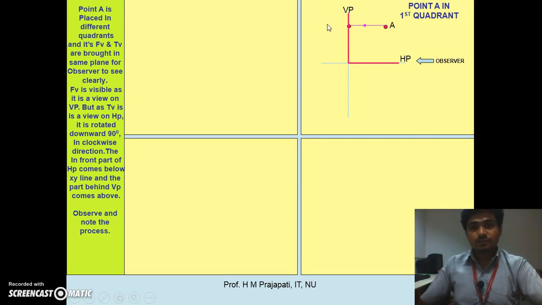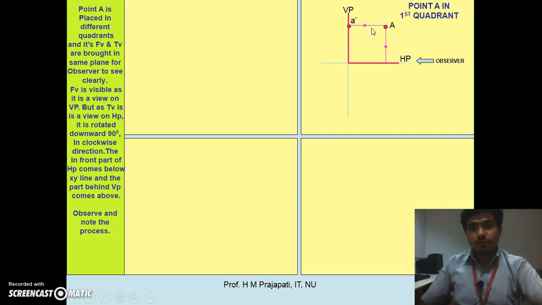Okay, now let's take the different cases when a point exists in all 4 quadrants one by one. Let's take the case when point A is above HP and in front of VP. As the observer views the object from the front, the projection of capital A perpendicular to the reference plane VP projects on VP somewhere here. So the front view, which gives you the distance with respect to HP, that is A dash, means the place of point A above HP is visible in the front view.